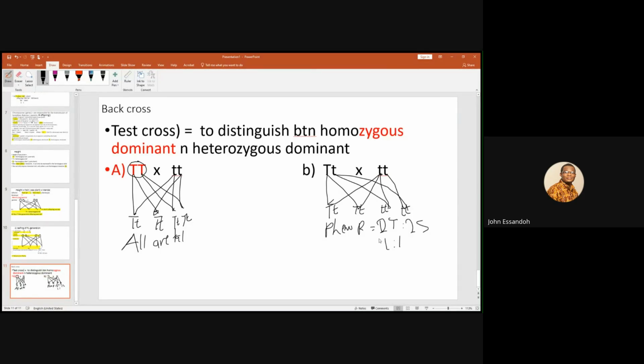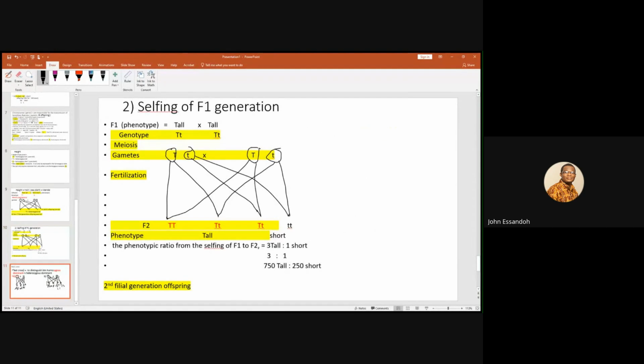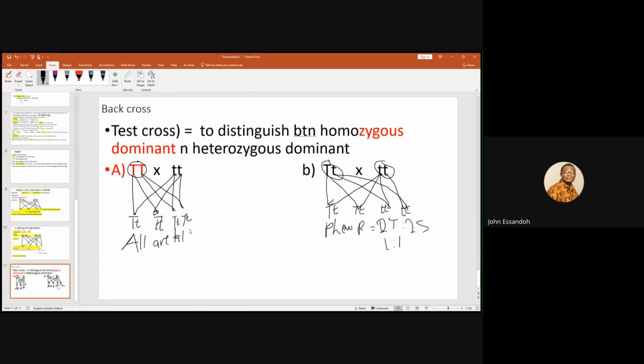So which means that when the plant is heterozygous tall and crosses with homozygous recessive, there is a 50% chance of giving birth to a short plant. So this is how we use it to distinguish between homozygous dominant and heterozygous dominant.